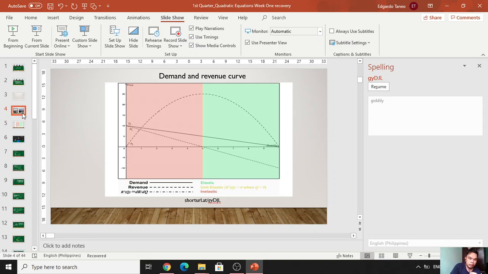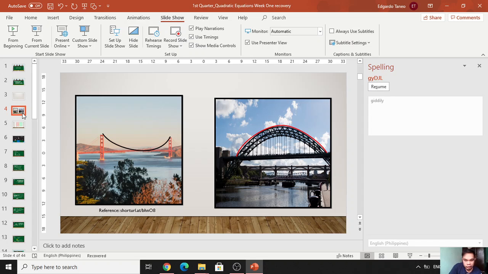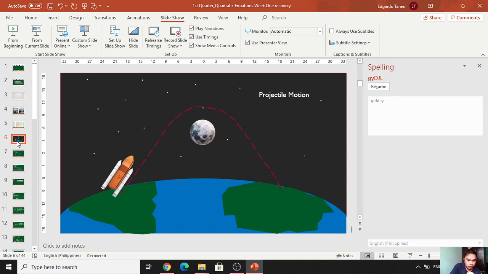Here naman, in these two bridges, they incorporated the parabola. So it means that their design has something to do with quadratic equation. So bakit kaya meron tong curve na design? To support the structure of the bridge. Then we have here the rocket, which travels in a projectile motion. So we use the quadratic equation to identify the projectile motion of an object.